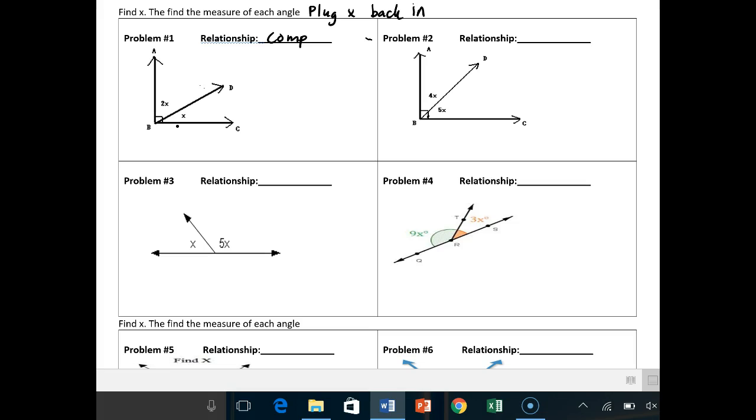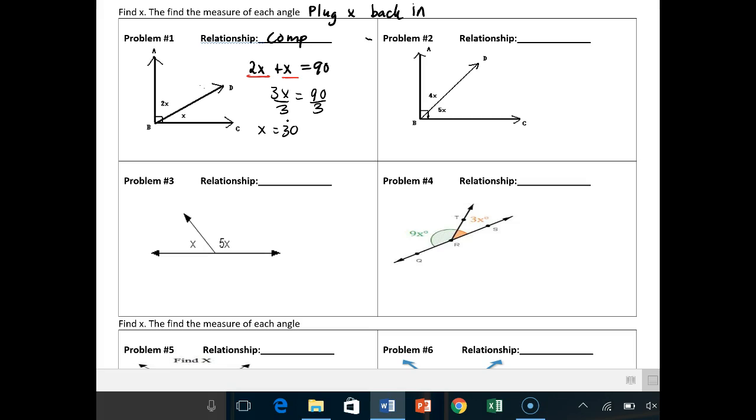So for problem number 1, the relationship is obviously complementary because we see that right angle there. COMP stands for complementary. So what does that mean? It means 2x plus x equals 90. This angle 2x plus this angle x have to add up to 90 degrees because they're complementary. We combine like terms and we get 3x equals 90. We divide by 3 and we get x is equal to 30.